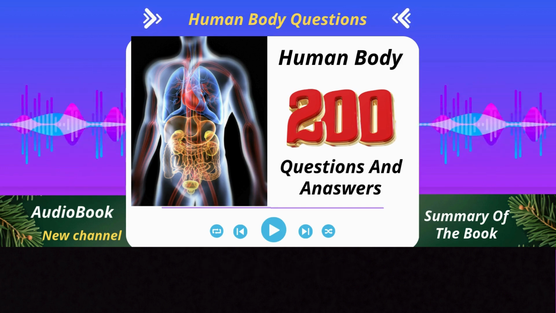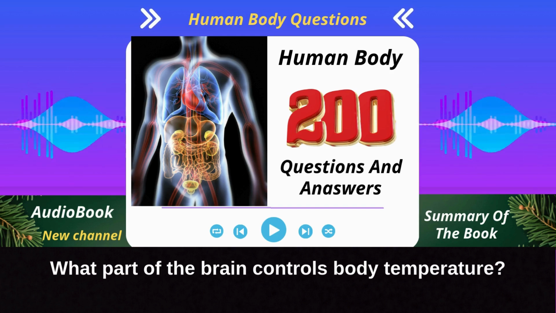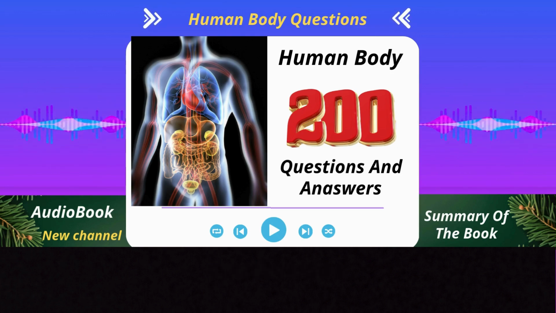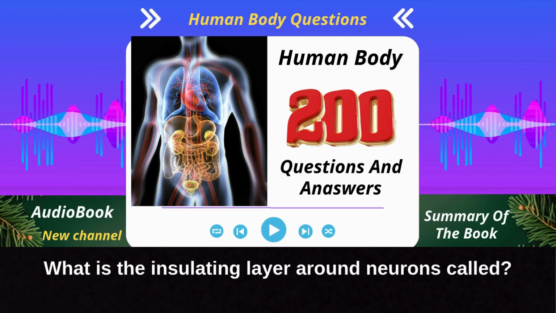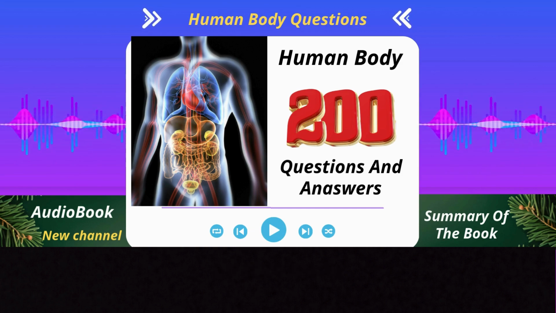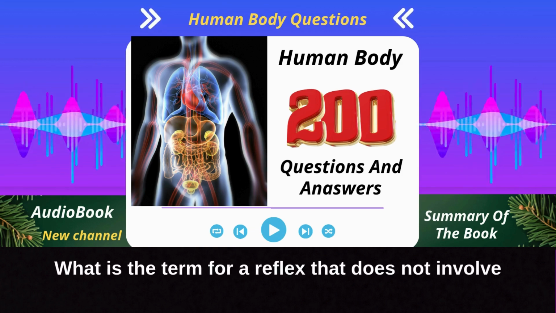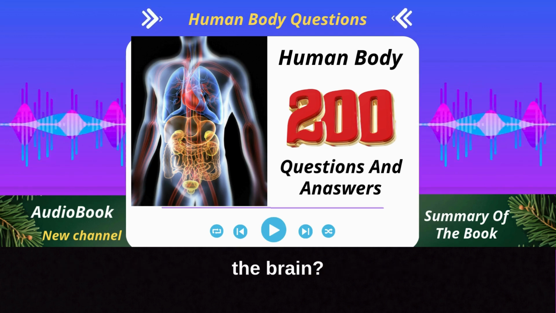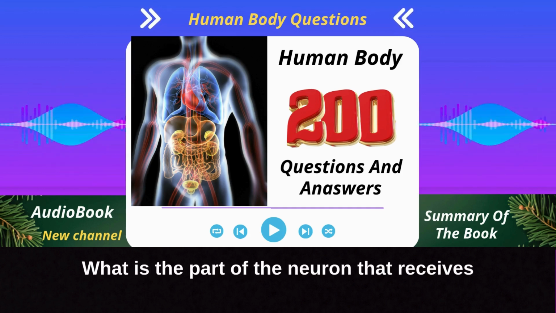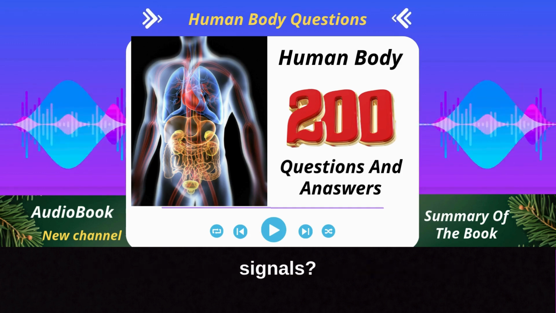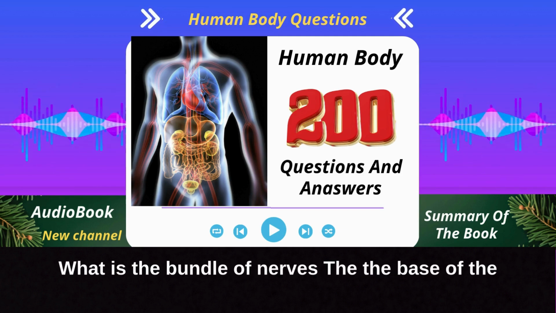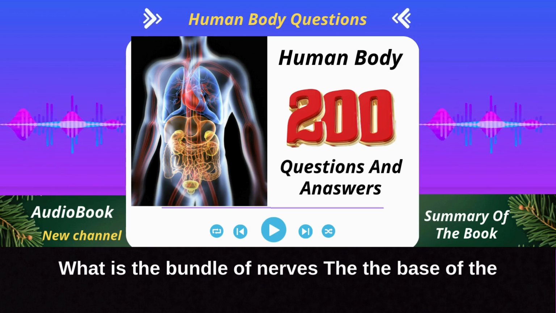Nervous system. What part of the brain controls body temperature? Hypothalamus. What is the insulating layer around neurons called? Myelin sheath. What is the term for a reflex that does not involve the brain? Spinal reflex. What is the part of the neuron that receives signals? Dendrites. What is the bundle of nerves at the base of the spine called?